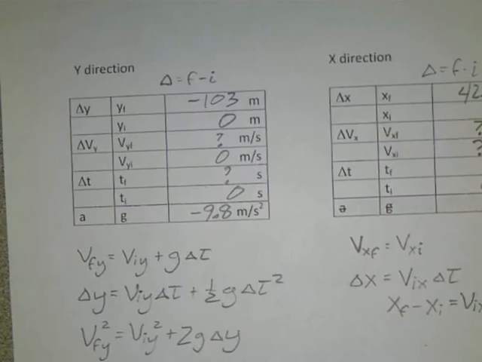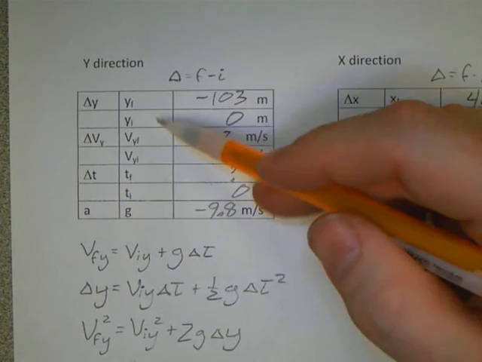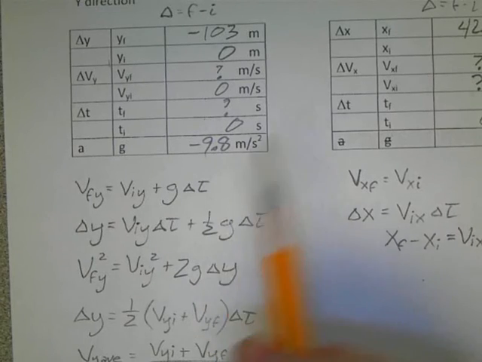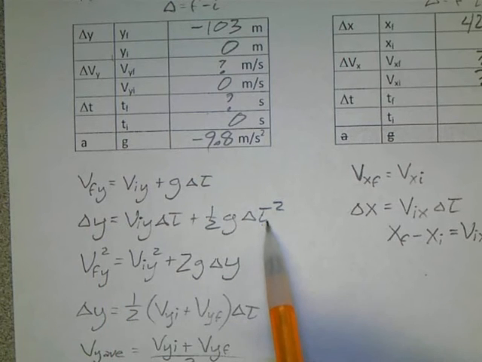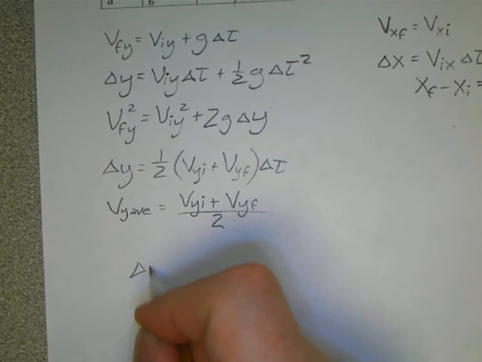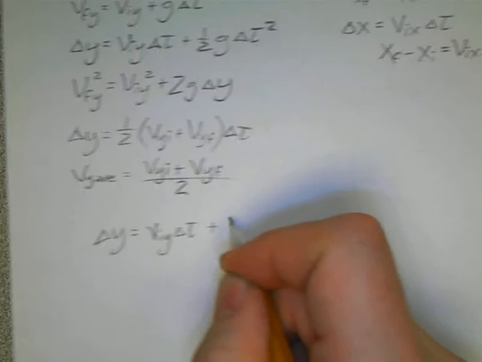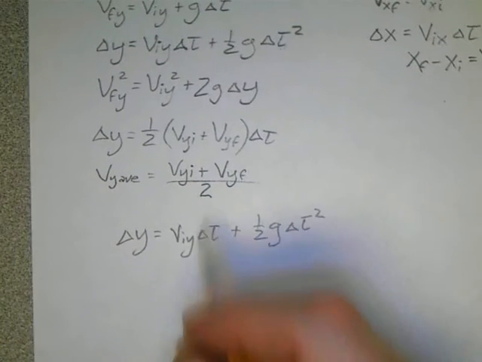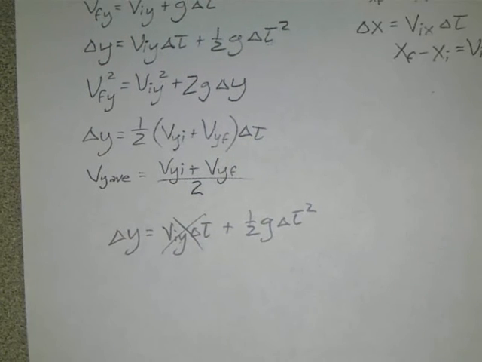So in this case, since I know how far it goes down, I know my delta y. I'm going to use this y side to find the amount of time in the air. So I'm going to choose an equation that has the change in position, delta y, and the time. So delta y equals initial velocity y delta t plus 1/2 gravity delta t squared. Same thing as before, my initial velocity in the y is 0, so this term goes away.